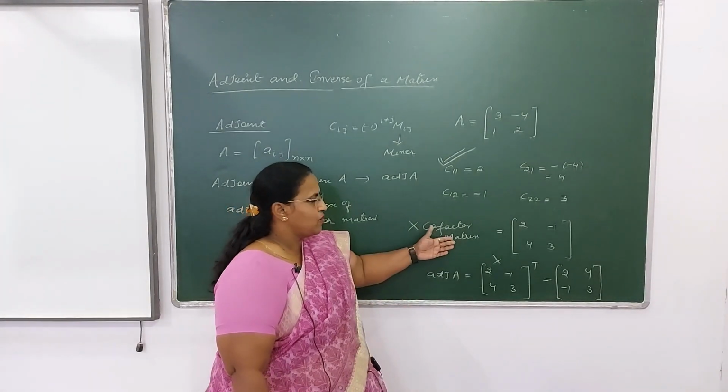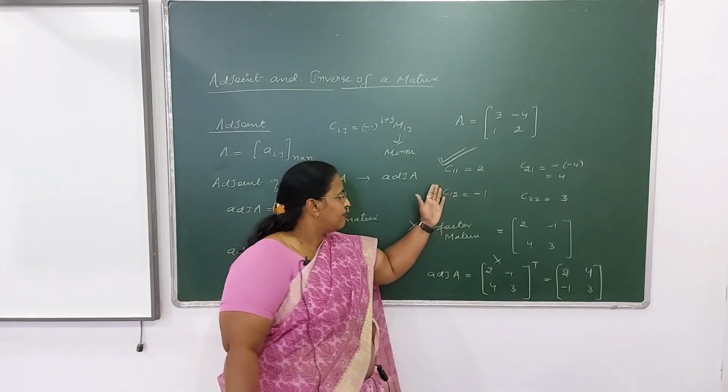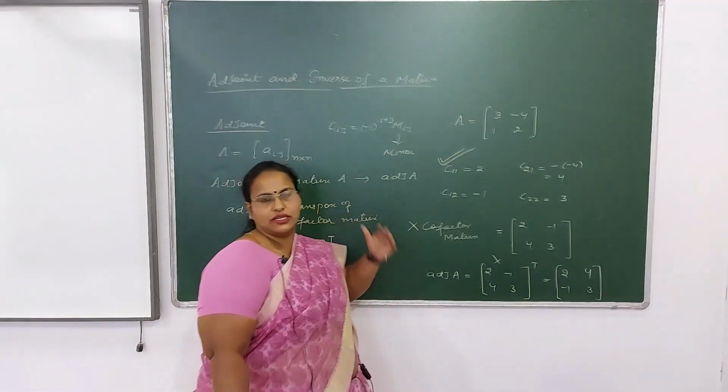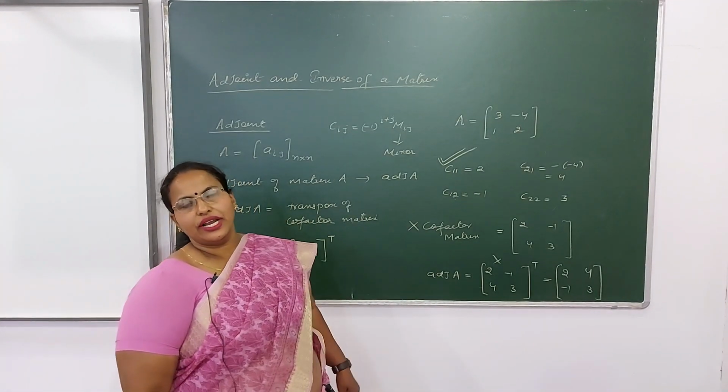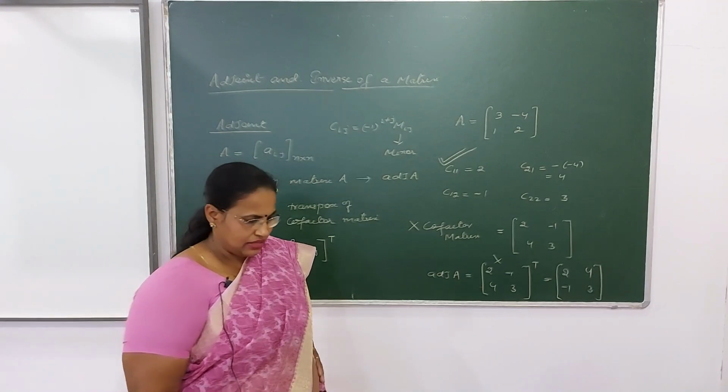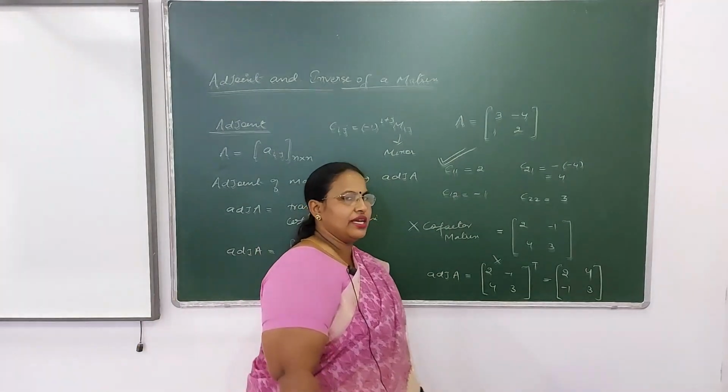Okay. So this step you can avoid, this step you can avoid. Directly from this to this you can write. So this is the procedure of writing down adjoint of A. So let me explain it again.